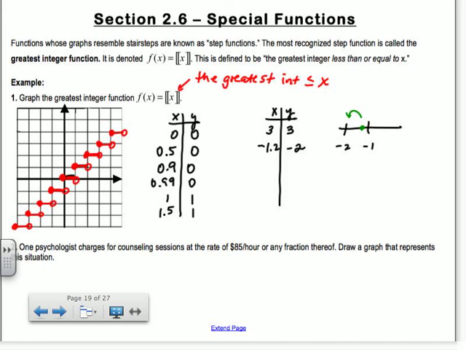It's a certain flat rate for the first 3 hours. After that, the next hour is a flat rate. After that, it's a flat rate. These are step functions. Does that make sense? Okay, so the next one says, one psychologist charges for counseling sessions at the rate of $85 per hour or any fraction thereof. So if you go a minute over, they're going to charge you for that second hour because they're busy. They got to go and see their other patients. So draw a graph that represents this situation.